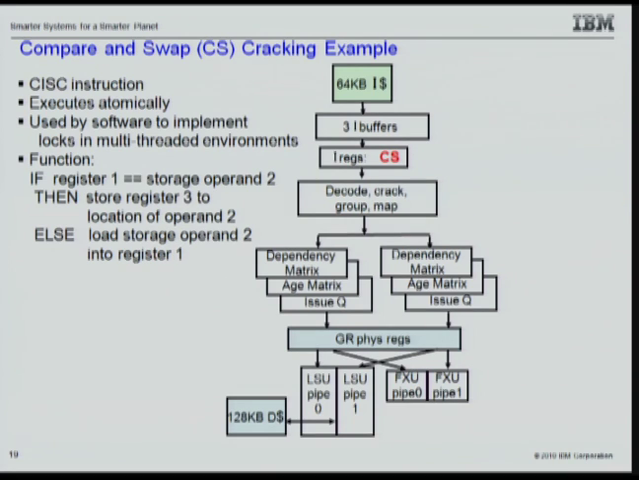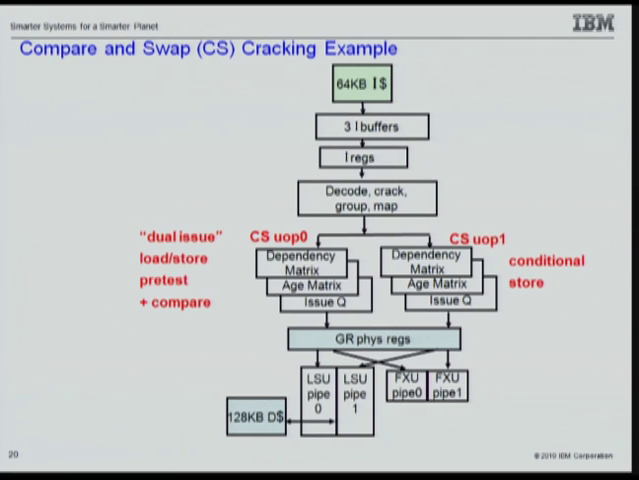So let's talk about how we process instruction through our pipeline. So the compare and swap is in our instruction register. And then we decode it and crack it, and it gets cracked into two separate micro-ops initially, a dual-issue instruction, which I'll describe in a minute, and then a subsequent micro-op, which conditionally stores back into that memory location.